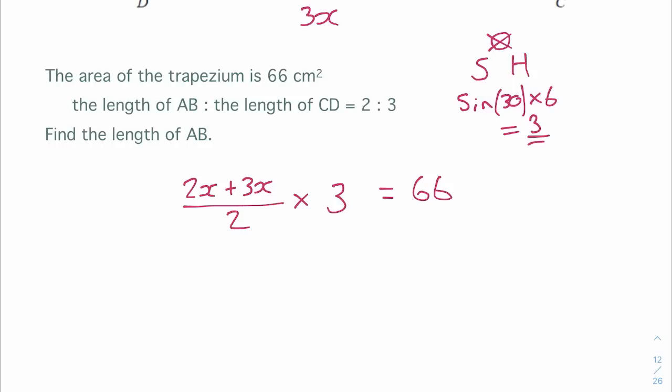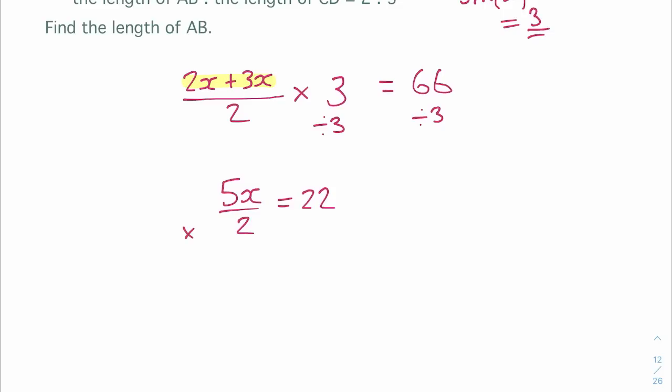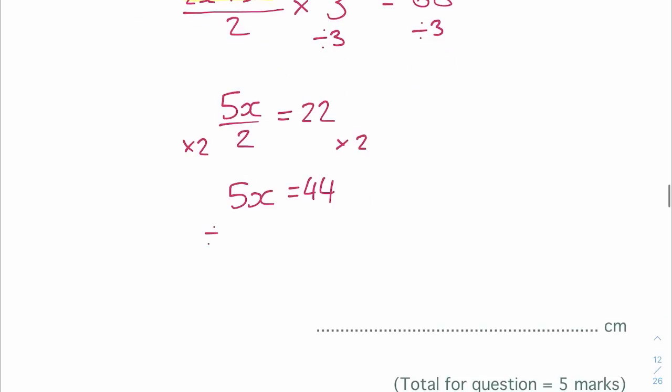In order to start undoing this, we can divide both sides by 3. That's going to get rid of that times by 3. We can also simplify what's written on the top. So 5x divided by 2 is going to equal 66 divided by 3, which is 22. We can then times both sides by 2, and we get 5x is equal to 44, and then we want to divide by 5. So dividing by 5, you get x is equal to, and that is not 4, 8.8. So x is equal to 8.8.